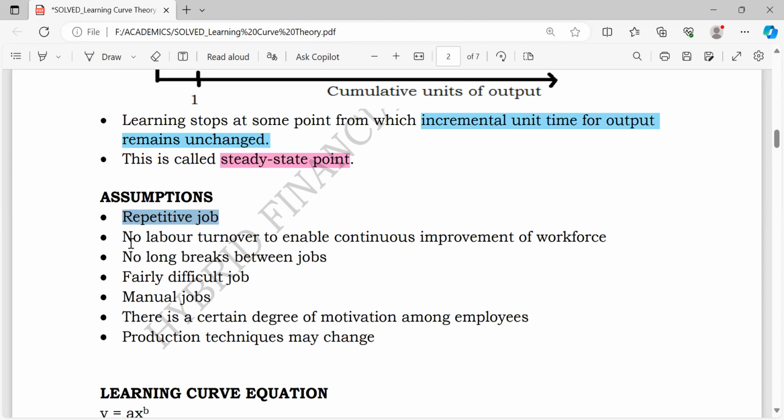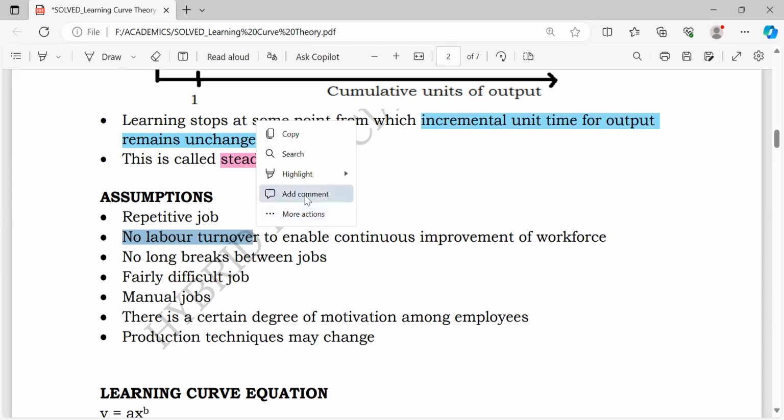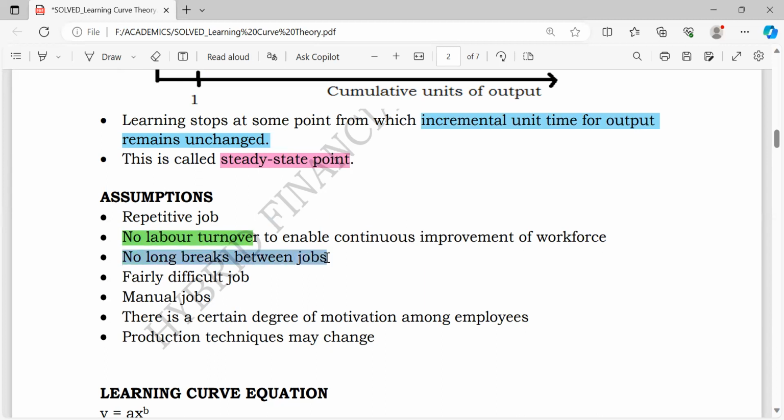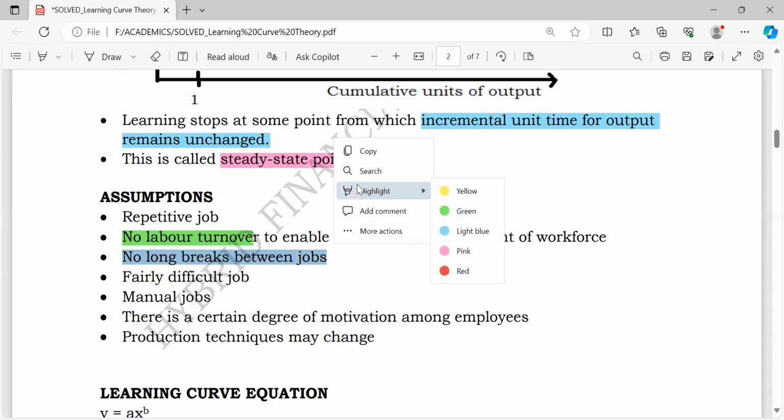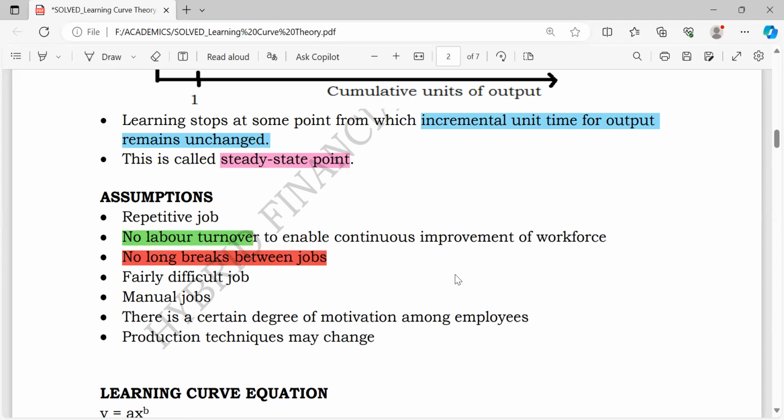But also about labor, we say that there should be no labor turnover, to enable continuous improvement. If there is labor turnover, it means that when new labor comes, they'll have to start learning again, right? Then, no long breaks between jobs. Even if there is no labor turnover, there should be no long breaks between the jobs, because if there are long breaks, labor will forget and have to start over again when they go back to the job.